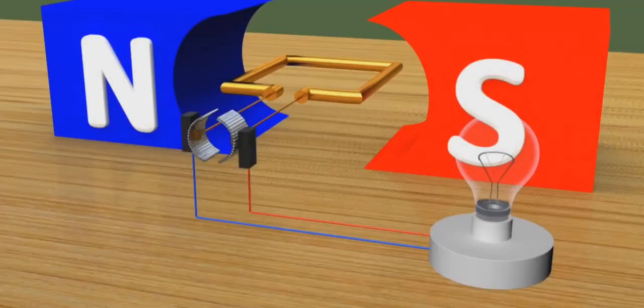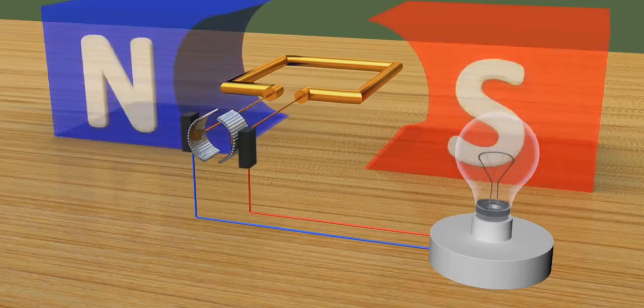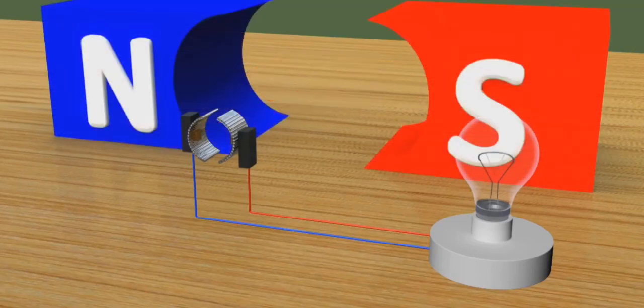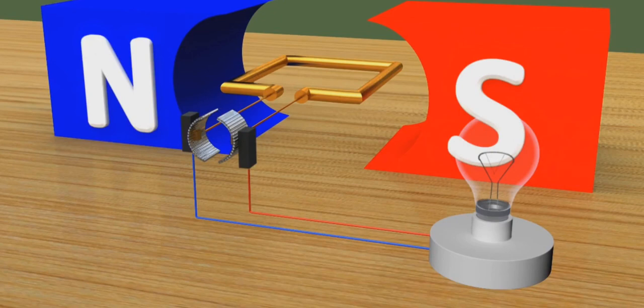DC generators. As an AC generator, the DC generator also has a field magnet and an armature coil. In DC generators, the slip rings are replaced by split rings.